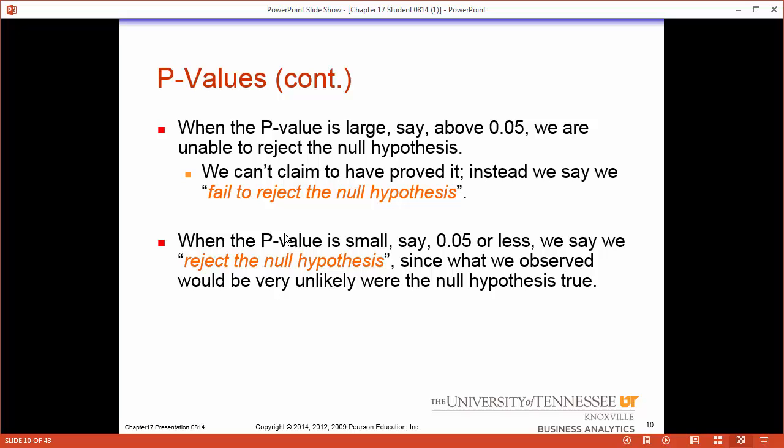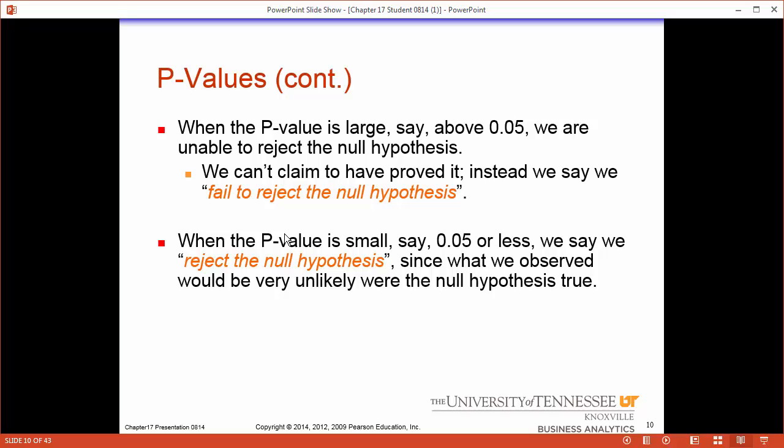We have very specific wording. The wording we use here is we can reject the null or fail to reject the null. And I do at times say I do not reject the null. I think it makes it easier for people to understand that fail to reject the null is simply saying I do not reject the null.